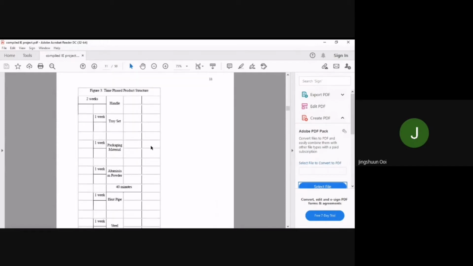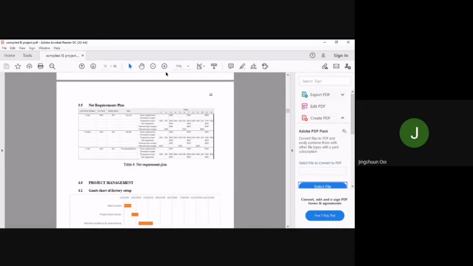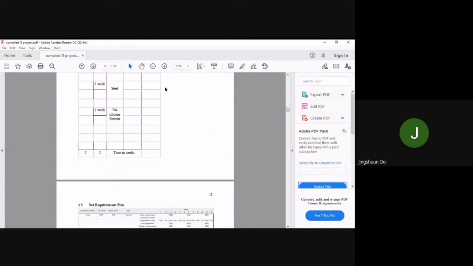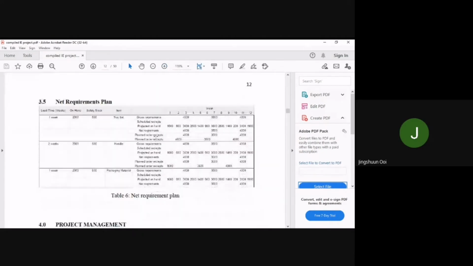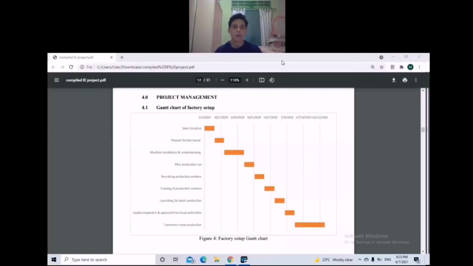Next is the time-phased product structure. In order to produce one electric kettle, we need to order a handle 2 weeks before and other raw materials 1 week before. Next, we take 40 minutes to produce the kettle. For the net requirement plan, we use the number of items we need and deduct the time by the lead time. As you can see, if we want the item on week 3, we need to buy the handle on week 1.